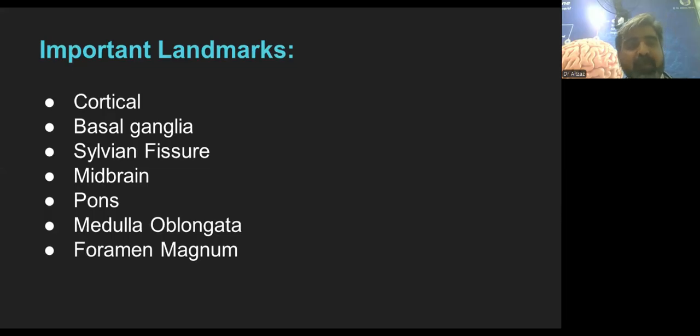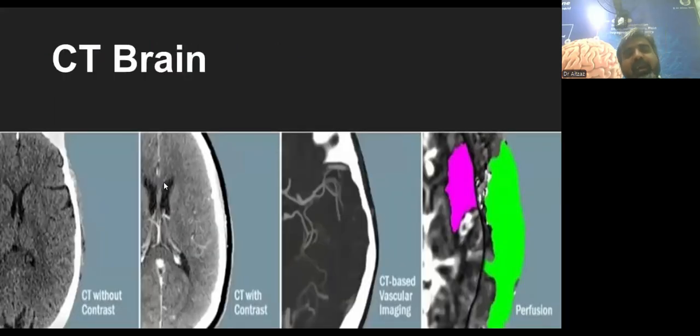One slice we take at the cortical level, and second at the level of the basal ganglia. Third, the sylvian fissure. Fourth, midbrain, then pons, medulla oblongata, or foramen magnum. From the vertex to the base, we should know these landmarks. And when we see a cortical cut, we should appreciate what structures are there. For landmarks, we choose the CT brain.